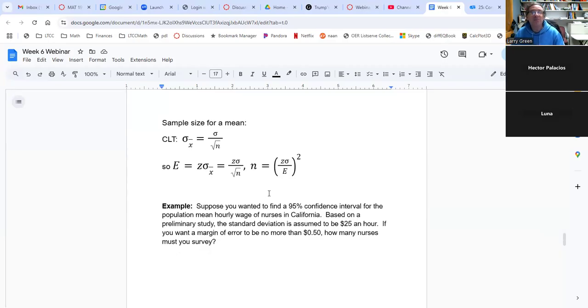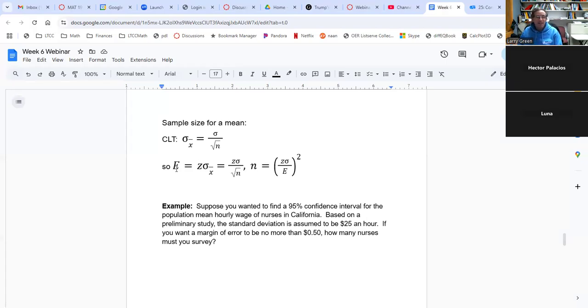Now we're going to look at the sample size for a mean. So I want to remind you about some formulas. The central limit theorem says sigma sub x bar is equal to sigma over root n. That was the big theorem we had last week. Very, very important. We want to decide how big a sample size we need if we want a margin of error not to be too big, and we know the standard deviation.